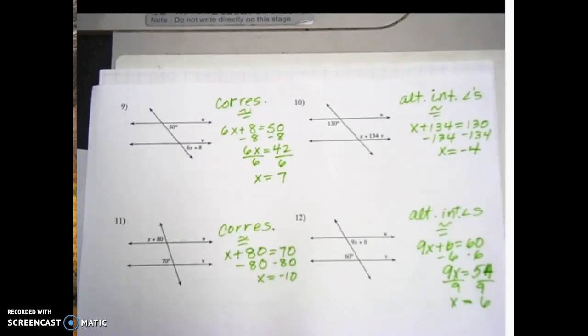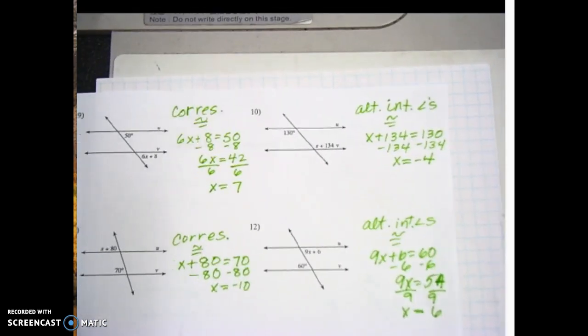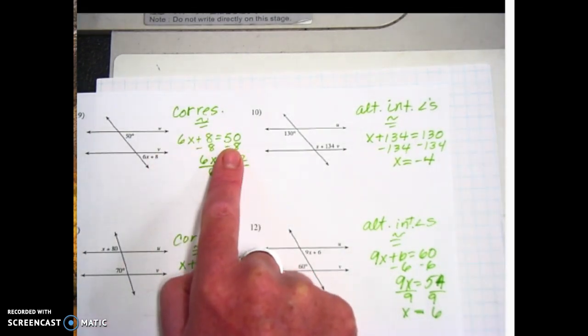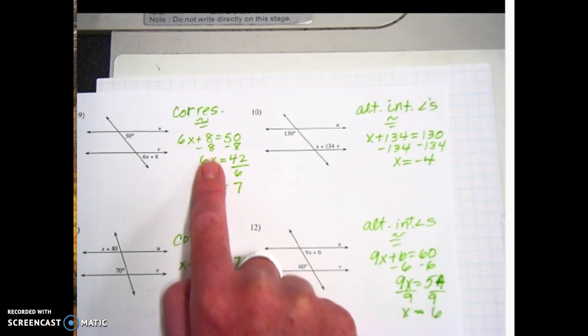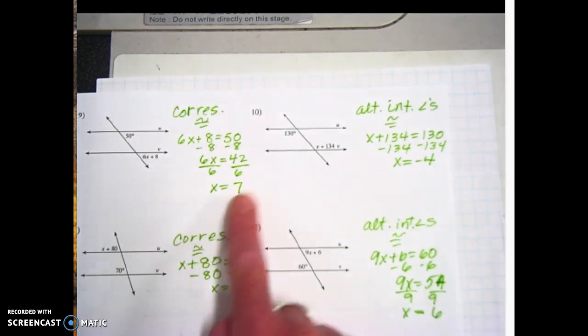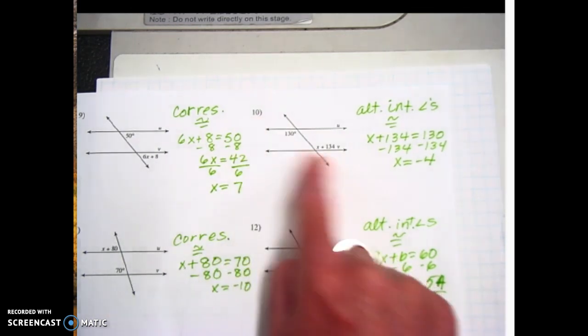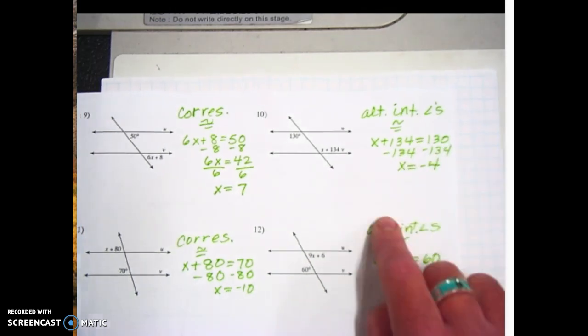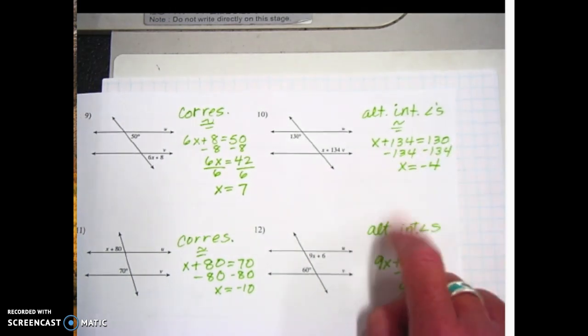Flip your paper over on the back. For number 9, these are corresponding angles, so they should be congruent. Therefore, set the two expressions equal to each other. Subtract 8 from both sides, divide both sides by 6. You get x equals 7. On number 10, these are alternate interior angles, so they should be congruent. Set the two expressions equal to each other. Subtract 134 from both sides, and you get x equals -4.